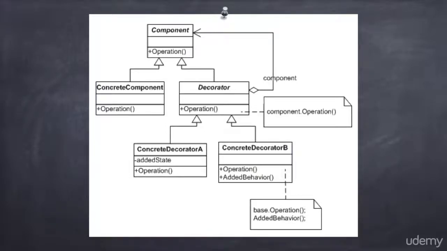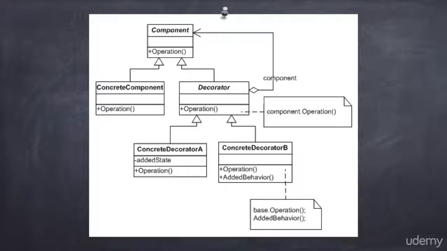There are two subclasses derived from the component's base class. One is called concrete component, and this is our original object. This object contains the default functionality that we want to extend with decorators. And so, this class provides the default implementation for the operation method.